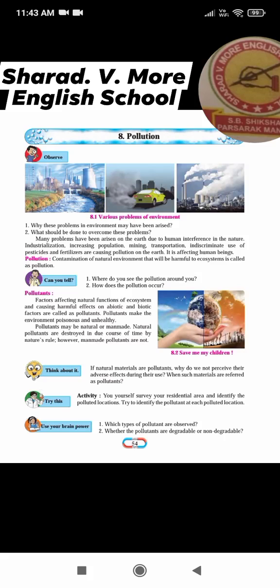So, these problems arise because of the emission of gases from the industries, the chimneys, and the vehicles. Next, what should be done to overcome these problems? What should be done to overcome these problems?